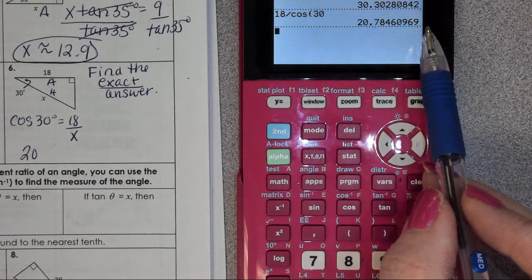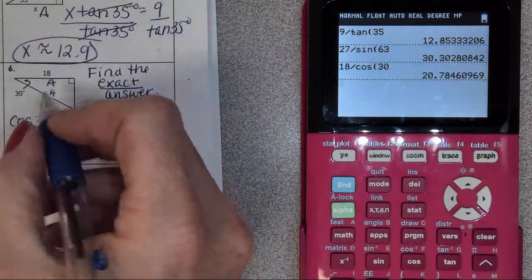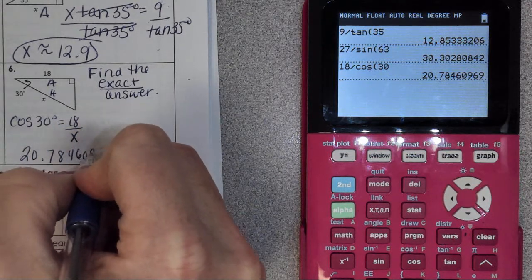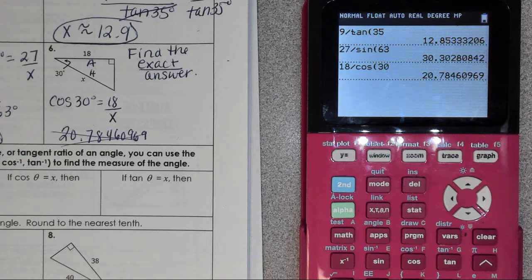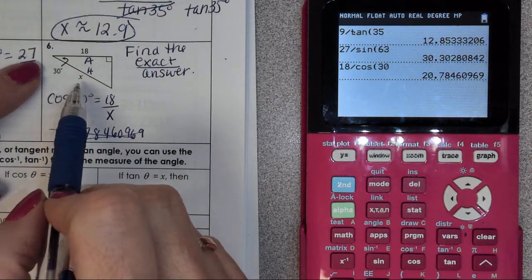Is that an exact answer? No. No matter how many numbers I write, it's still not exact. Even if I write every single number, that is not correct for the exact answer. How would I find the exact answer?